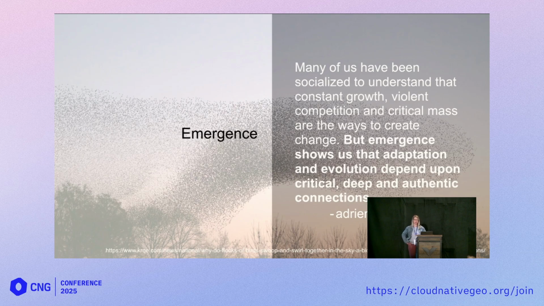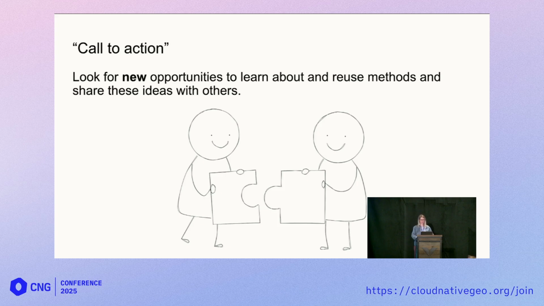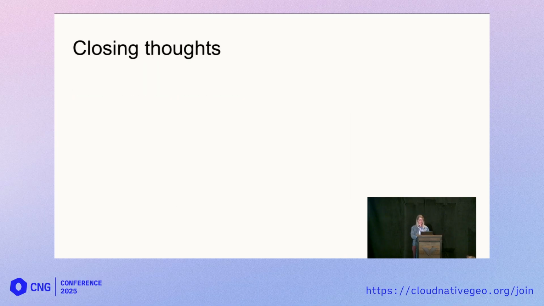Building on this idea is Adrienne Maree Brown, who talks about some of the challenges which are similar to the organizational and cultural challenges that I mentioned at the beginning, which is that many of us have been socialized to understand that constant growth, violent competition, and critical mass are the ways to create change. But the concept of emergence shows us that adaptation and evolution depend on critical, deep, and authentic connections. So that brings me to my call to action, which is to look for new opportunities to learn about and reuse the methods that you hear about here and share these ideas with others.